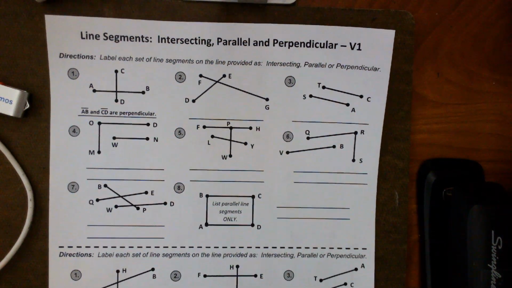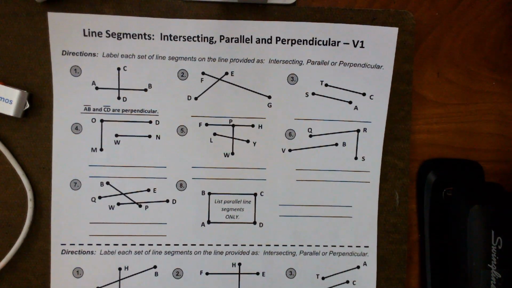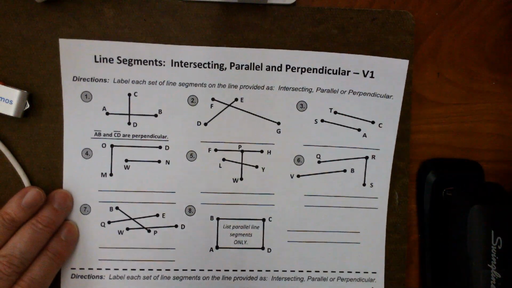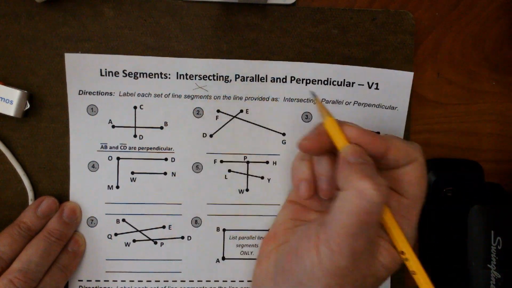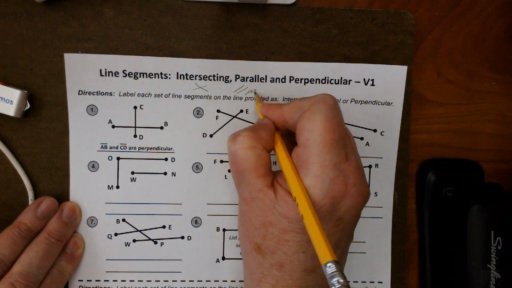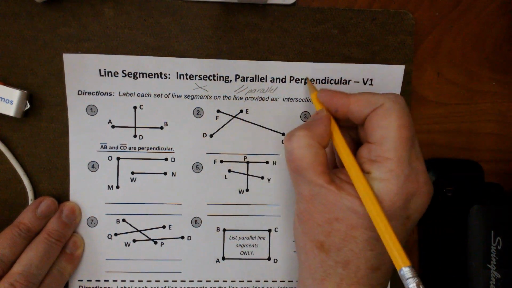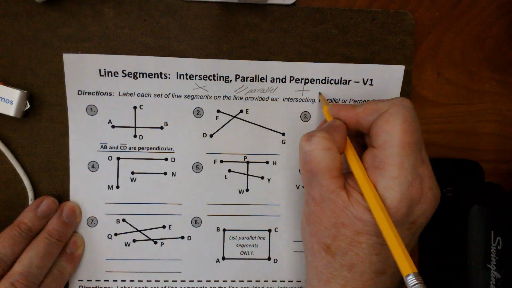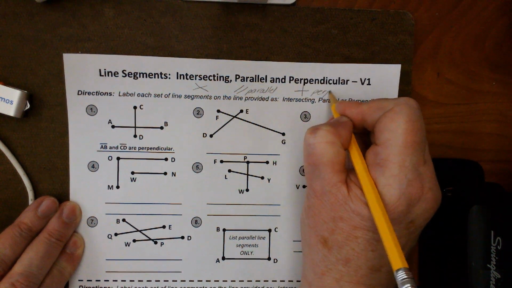Okay, we are going to do a worksheet on line segments intersecting, parallel, and perpendicular. Now, I'm going to do a little thing up here. This is like when they intersect. These are parallel, like they're kind of sloping the same way. And perpendicular, I call it crosshairs.